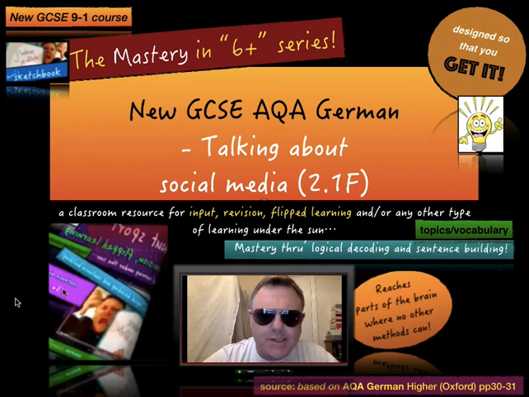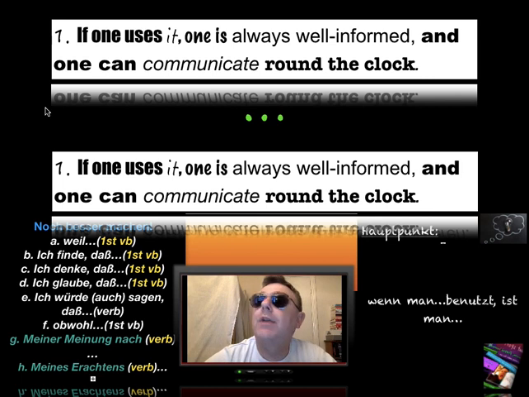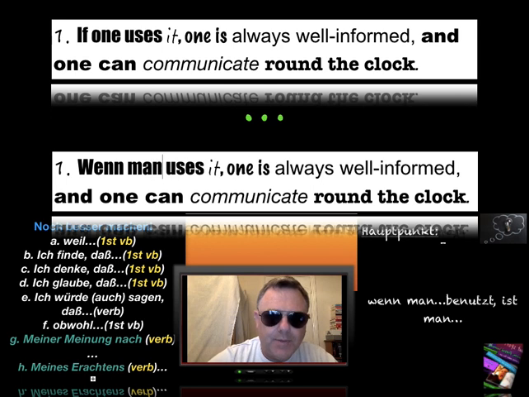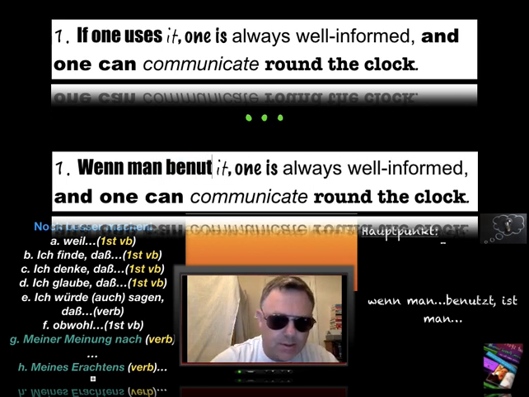Okay, ladies and gents, this is talking about social media. That's 2.1f. So here we go. The first sentence we've got down here is this one. So if one uses it, I'm going to use wenn. So you've got wenn man. Now to use is benutzen, benutzt, wie das.